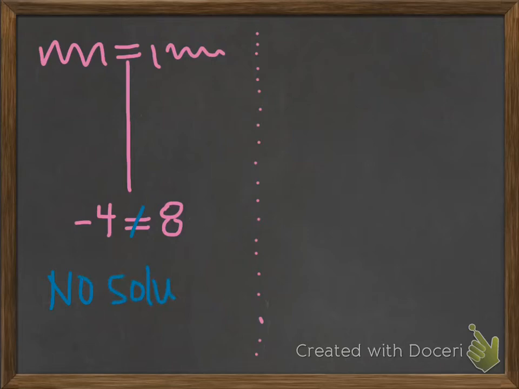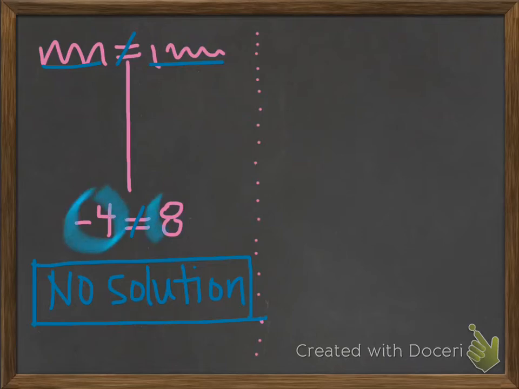And what that means is there is no value of the variable that will make the left side equal the right side. It's actually not equal. Nothing will make it equal. So if you end up with a number equals another number, and they are truly not equal, that's what that line through the equal sign means, then you can write no solution as your answer.